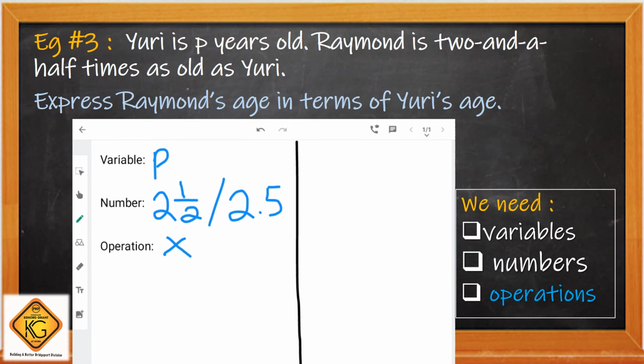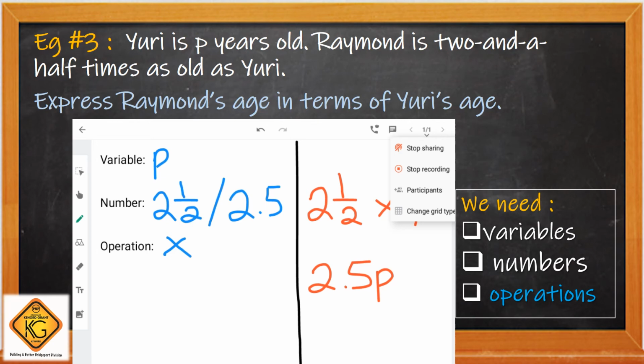We know that Yuri's age is P, or variable. We then use that now to figure out Raymond's age. Raymond is 2.5, or number, times, or operation, Yuri's age. Put that together and we get 2.5 times P, which we can write as 2.5P. That wasn't so bad, was it?